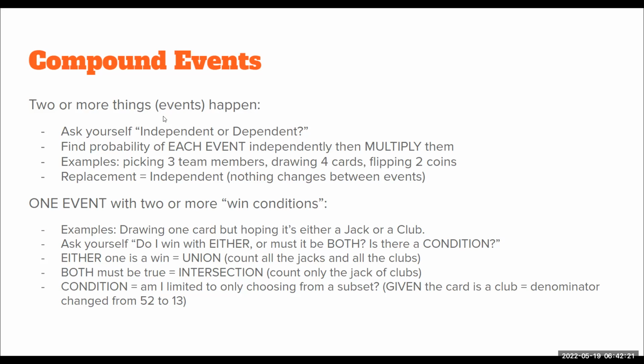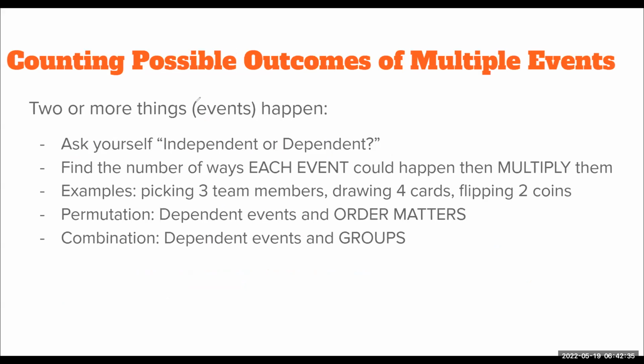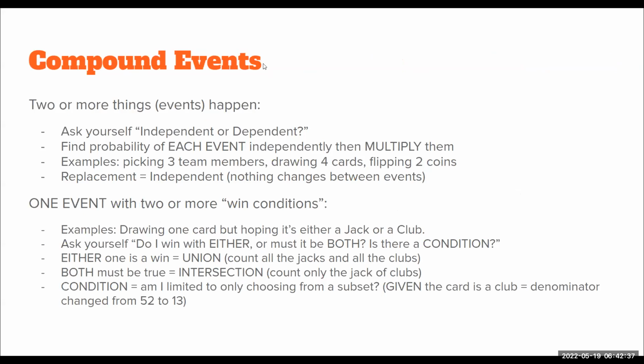Now, a different type of compound event is when we have one event with two or more win conditions. For example, you draw a card, but hope that it's either a jack or a club, but you're only drawing one card. But you have two win conditions. If it's a jack, it's a win. If it's a club, it's a win.